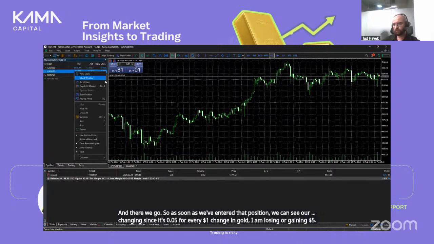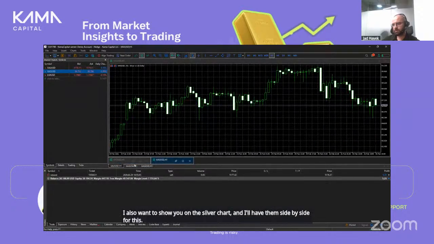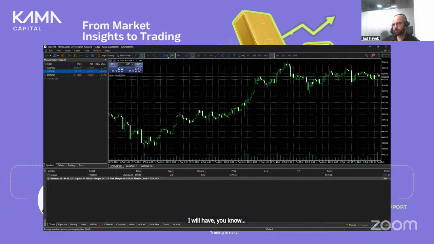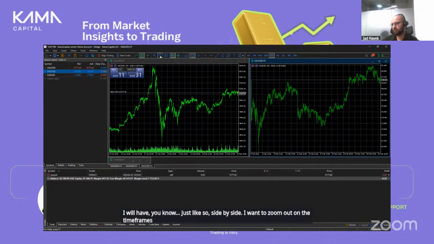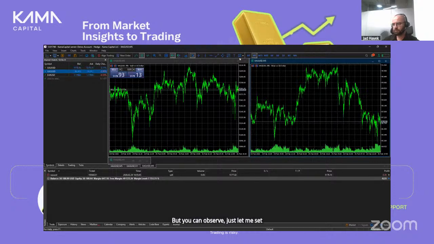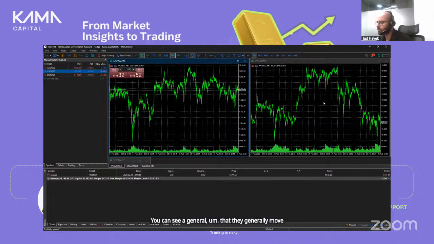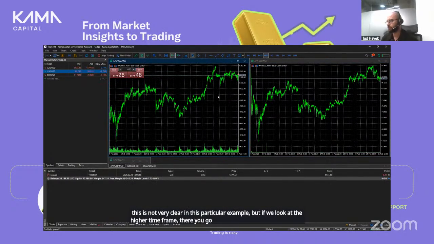I also want to show you the silver chart, and I'll have them side by side for this. Just like so, side by side. I want to zoom out on the time frames just to show you that when you set a similar time frame and similar zoom out, you can see that they generally move in a correlated manner. Now, this is not very clear in this particular example, but if we look at the higher time frame, there you go. You can see that they move kind of together, but it's not an exact one-to-one copy.